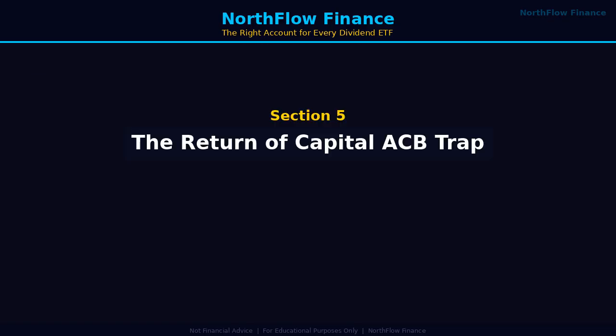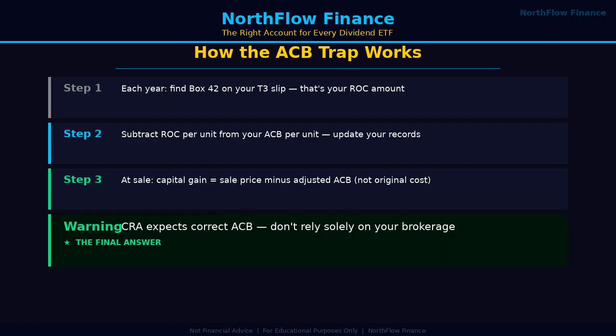Let me take a moment to specifically address the adjusted cost base issue, because it catches investors off guard more often than almost any other tax topic. If you hold an ETF that distributes any return of capital in a non-registered account, here is exactly what you need to do. Every year, when you receive your T3 tax slip, look at box 42, this is the return of capital amount. Subtract that number from your ACB per unit.